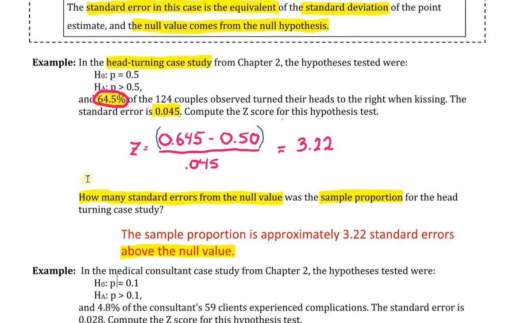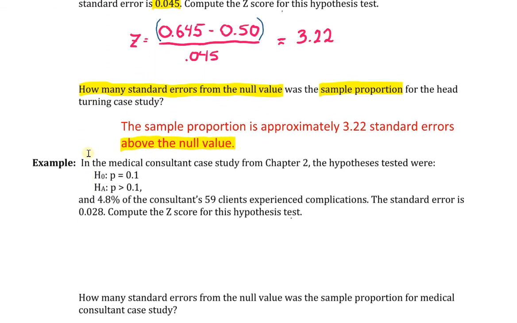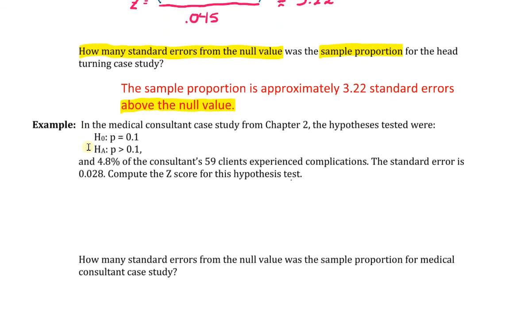Let's look at another example. In the medical consultant case study from Chapter 2, the hypotheses tested were the null hypothesis, the proportion is equal to 0.1, versus the alternative hypothesis, p is greater than 0.1. In that case study, 4.8% of the consultant's 59 clients experienced complications. The standard error is given as 0.028. Compute the z-score for this hypothesis test.